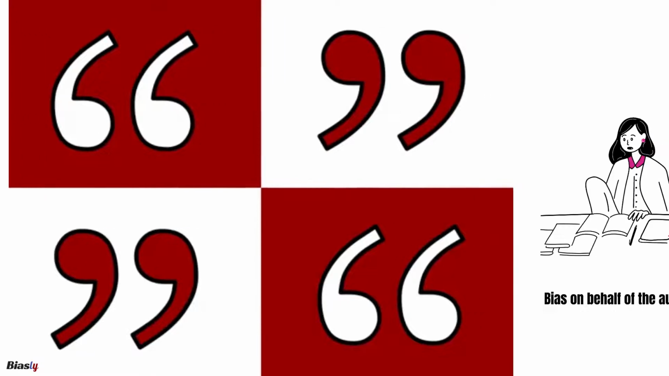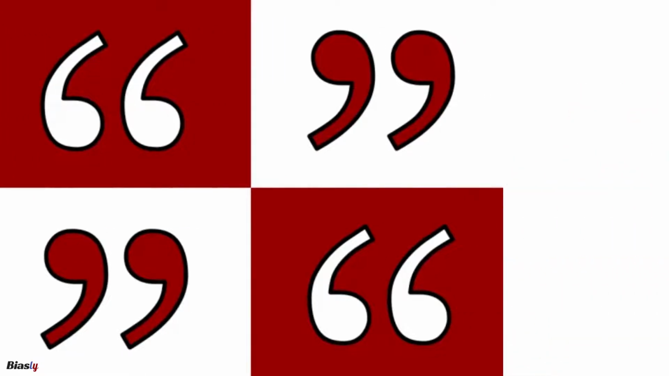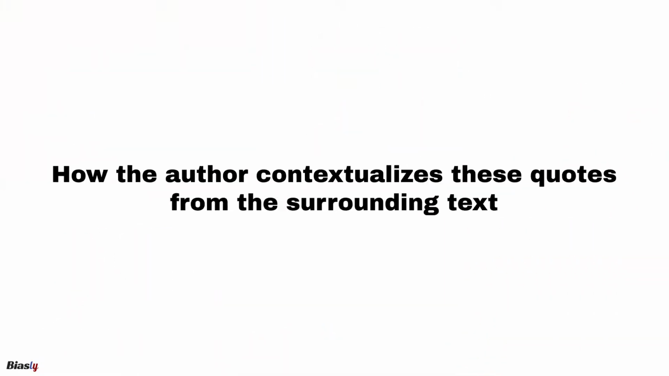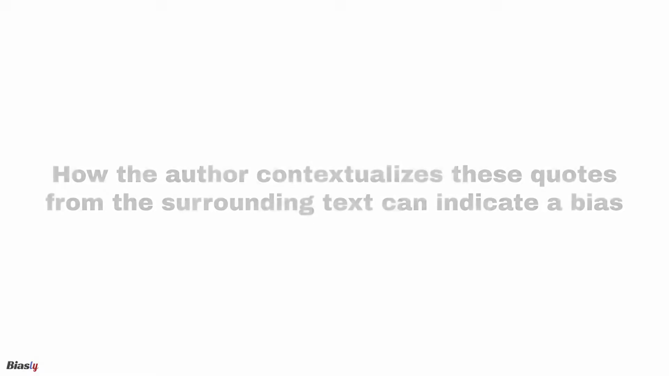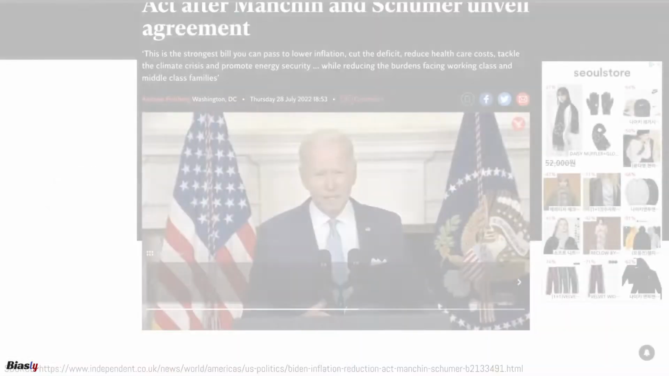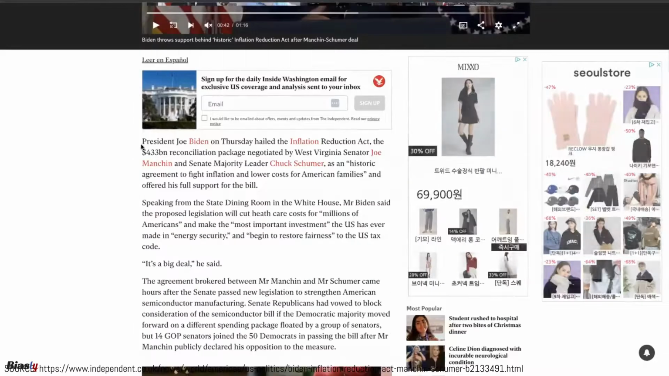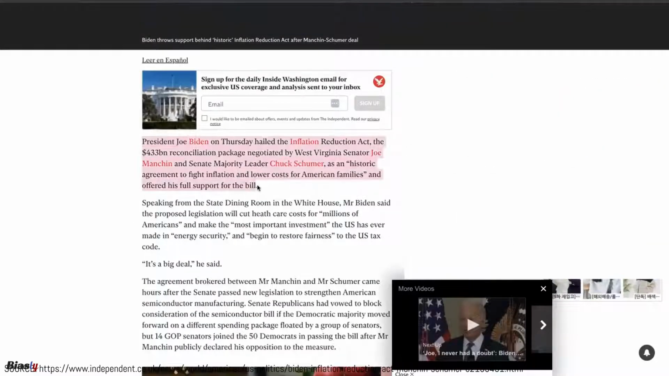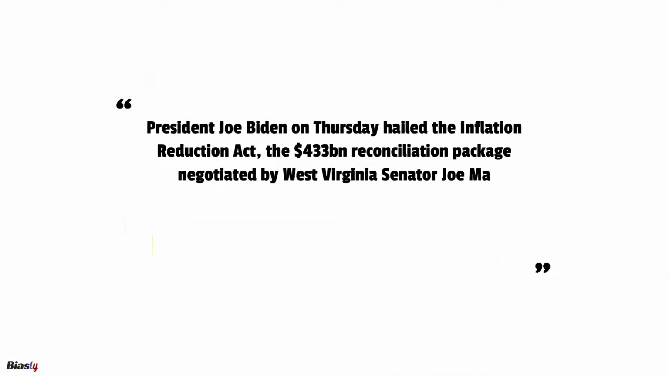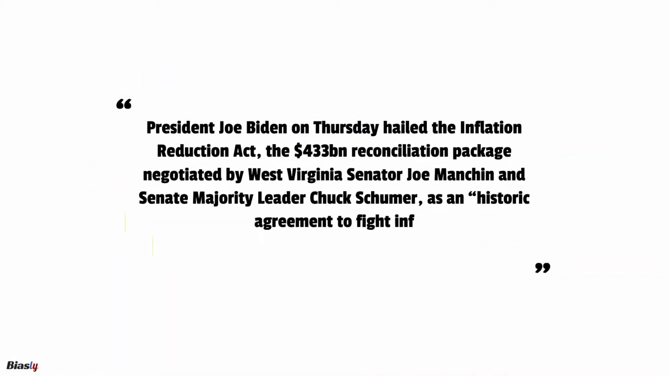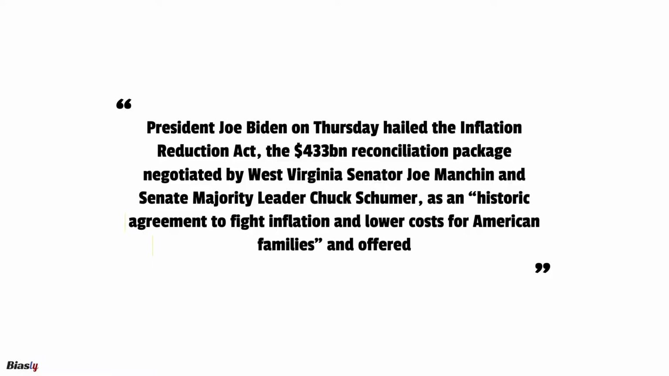Quotations on their own do not indicate bias on behalf of the author. How the author contextualizes these quotes from the surrounding text can indicate a bias. For example, let's look at the first sentence of the article. President Joe Biden on Thursday hailed the Inflation Reduction Act, the $433 billion reconciliation package negotiated by West Virginia Senator Joe Manchin and Senate Majority Leader Chuck Schumer, as a historic agreement to fight inflation and lower costs for American families, and offered his full support for the bill.